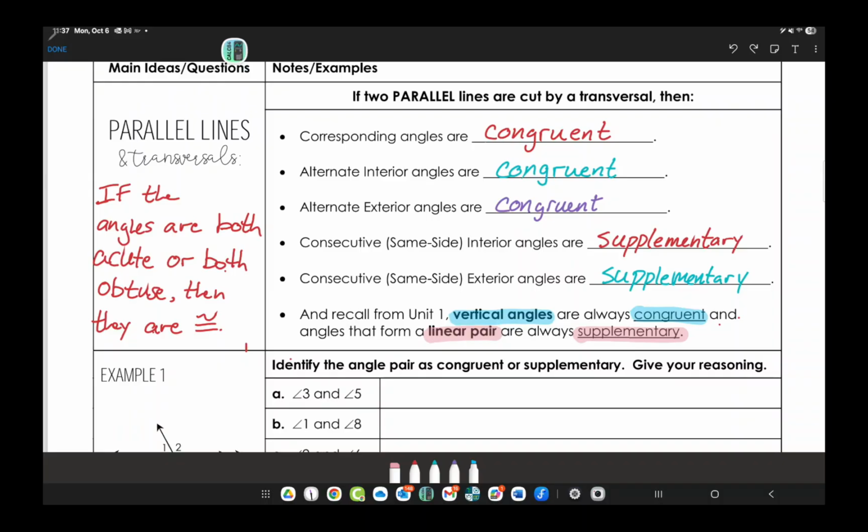If the angles are both acute or both obtuse, then they are congruent. In fact, if they have a relationship, corresponding, interior or alternate exterior, they're either going to be both obtuse or both acute. Now, if they're not connected by a transversal, we can't say anything. These are angles that are connected by a transversal.